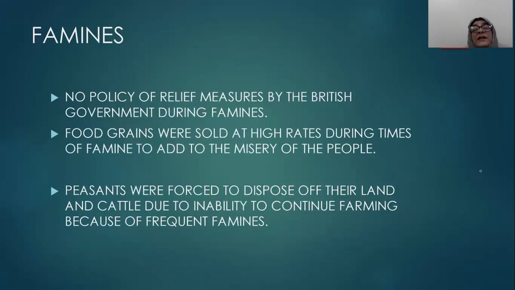No policy of relief measures by the British government during famines. Food grains were sold at high rates. Peasants were forced to dispose of their land and cattle due to inability to continue farming. See, another way of taking away our land. If you're not going to help and you leave us with no choice, and in the end you say that you give us this land, in return we are going to give you this. So definitely hatred will develop in the hearts.